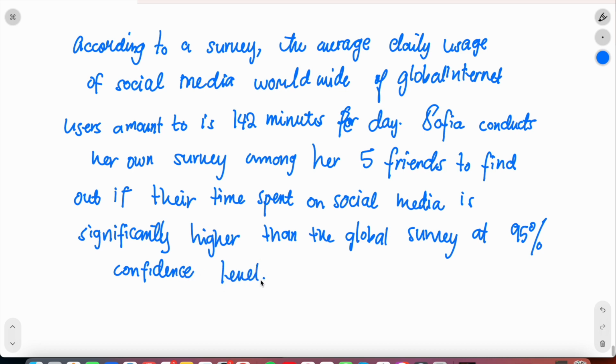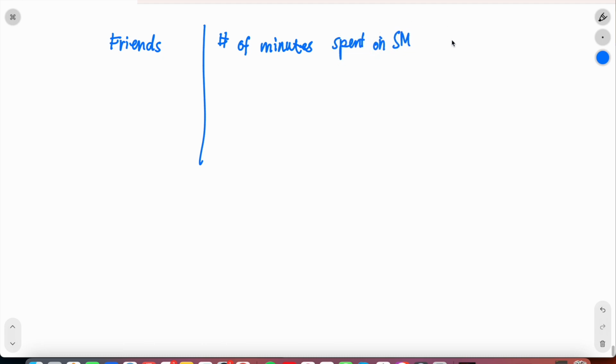So let's say that we have a problem like this. Let's make up some data here. How many friends does Sophia have? Let's create a table here: number of minutes spent on social media, SM, per day.